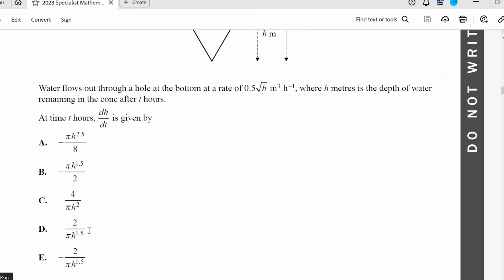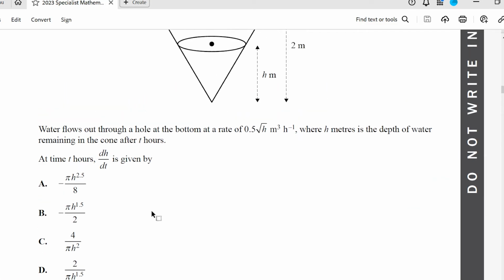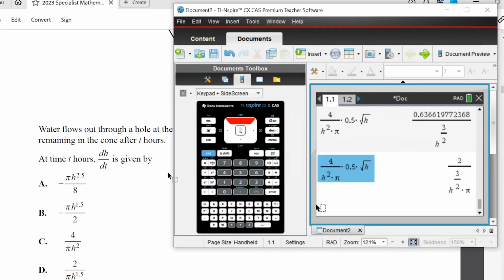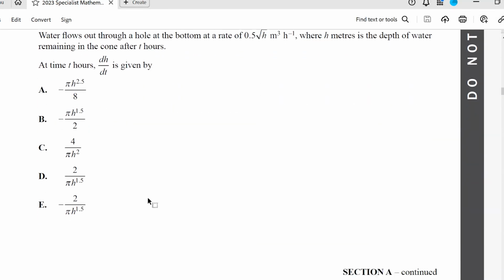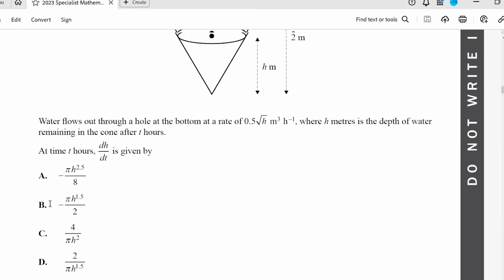One is positive and one is negative. My water is flowing out, so the height should be decreasing. Sorry, what I should have done here is put a negative in front of that, because this is the rate at which water is flowing out. The volume should actually be decreasing. So yes, it should be negative. Just watch out for that. And this question 10 should be option E.